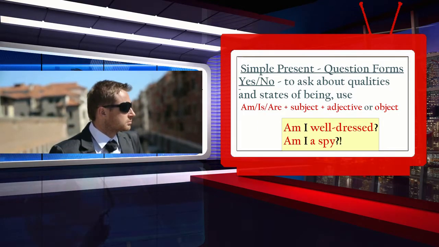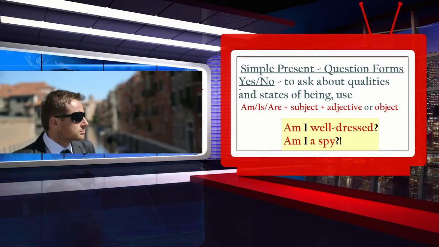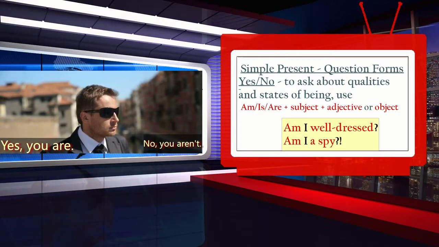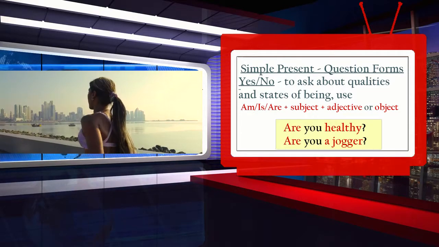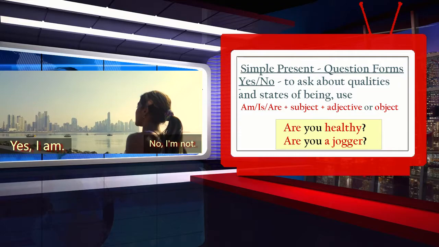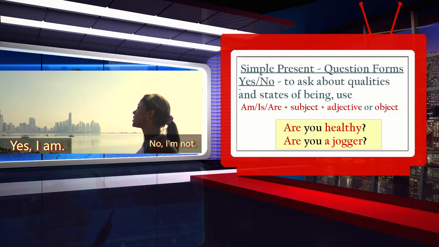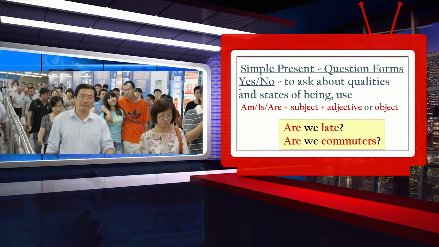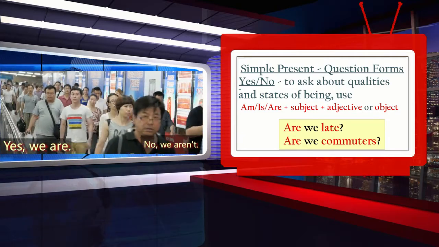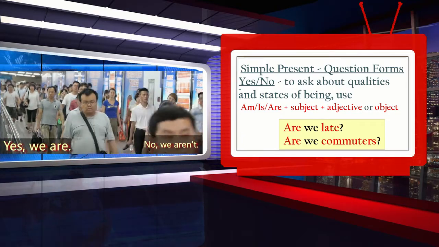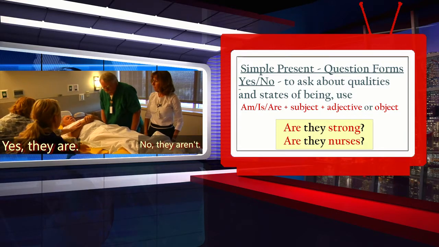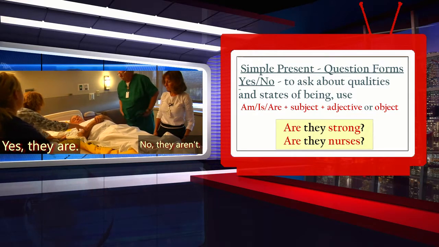Am I well dressed? Am I a spy? Yes, you are. No, you aren't. Are you healthy? Are you a jogger? Yes, I am. No, I'm not. Are we late? Are we commuters? Yes, we are. No, we aren't. Are they strong? Are they nurses? Yes, they are. No, they aren't.